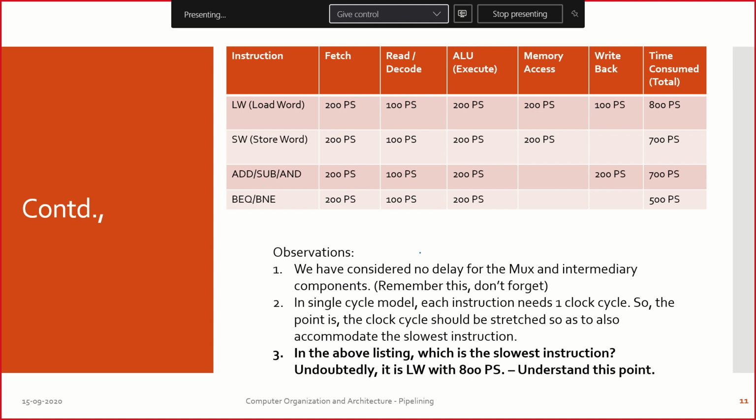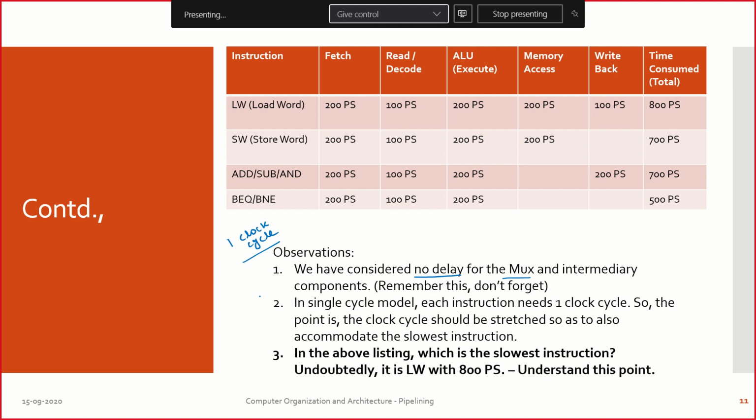Now, what is the first thing that I told you? I am considering no delay for the multiplexer. That's the first thing that you need to consider. The second thing, in single cycle, I am having a single cycle model. Each instruction will exactly need one clock cycle, and this is the most important point.